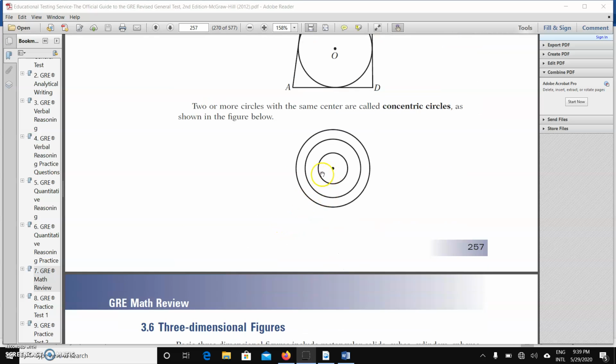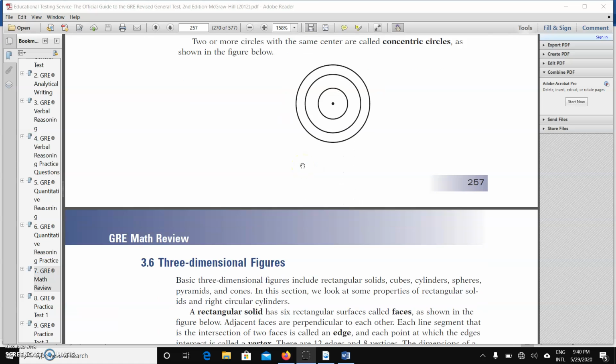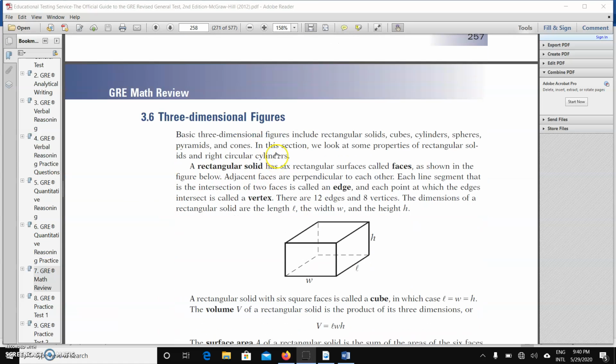So that's all about that. This one is a concentric circle, when we have different circles drawn inside one big circle. So that's all I want to talk about. I will talk about 3-dimensional figures in the next video. Thank you.